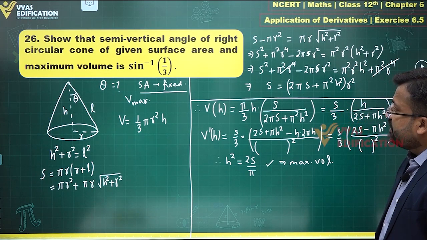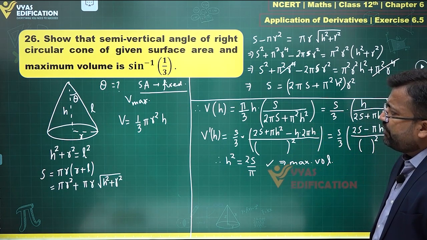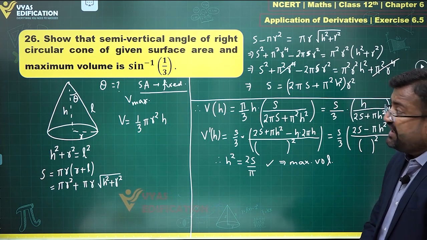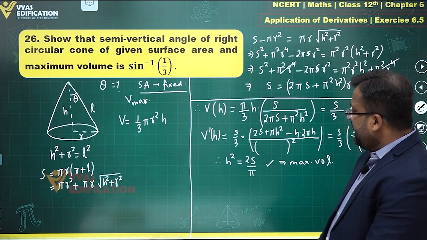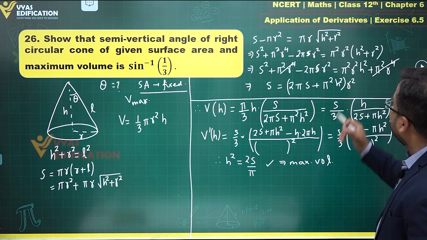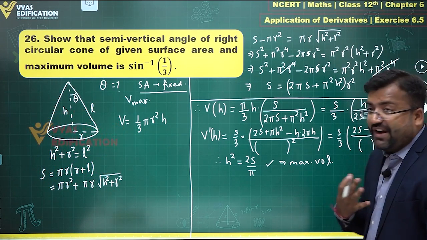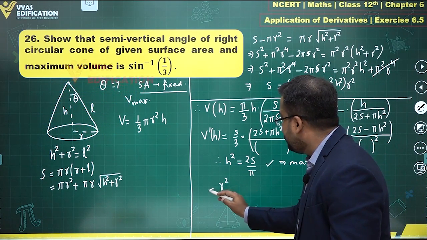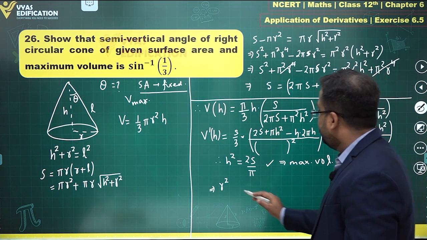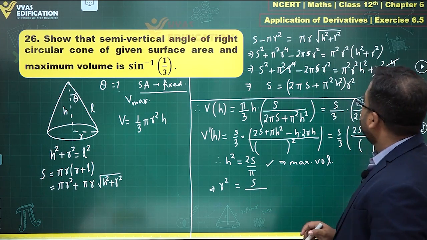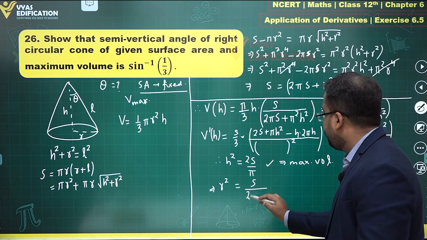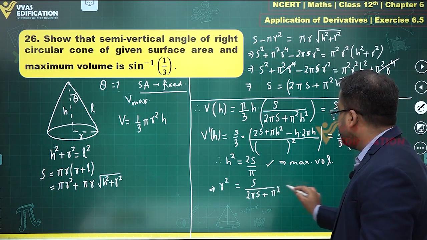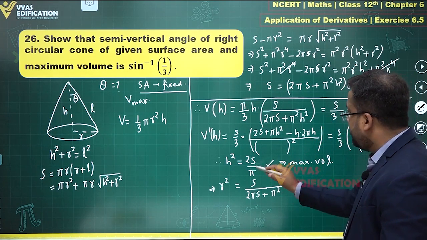So H square is equal to 2S upon pi, but are we interested in this H square? No, we are supposed to find R as well, and then we are supposed to find sine inverse, that theta. Theta is important for us. So with the help of this H square, can we find this R square somehow? Okay, we'll find R square first and see where that takes us. So R square is equal to what? This is equal to S upon 2 pi S plus pi square times S square, H square is 2S upon pi.